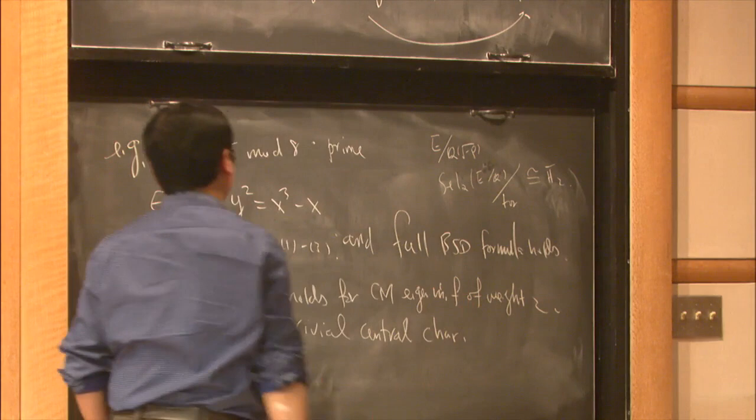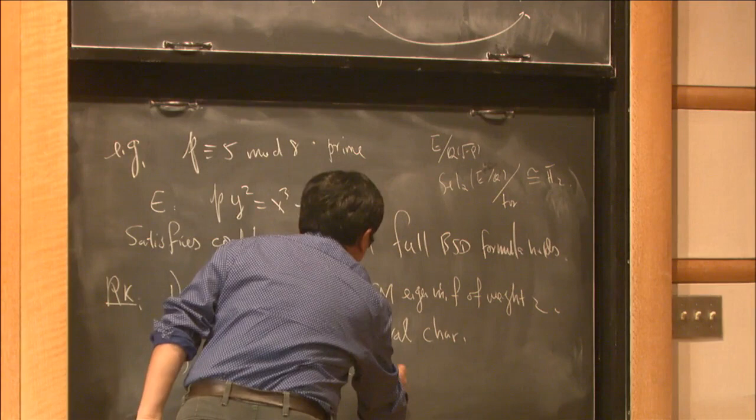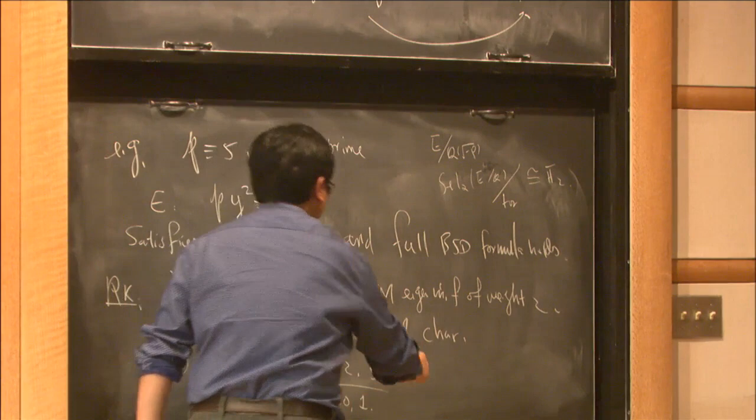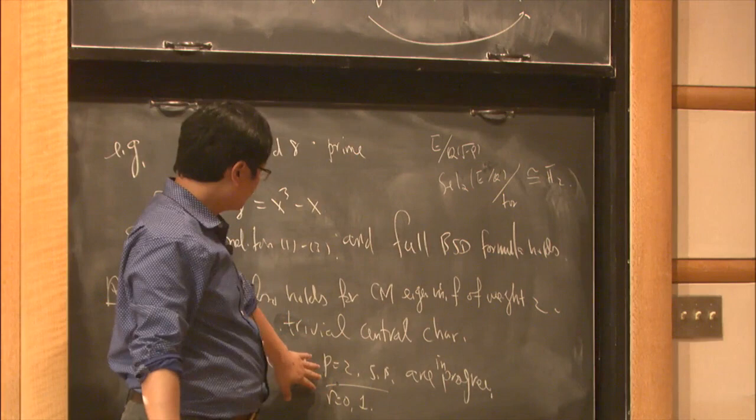And the second one: this is the same case with p equals 2 and supersingular, and for both rank equals 0 and rank equals 1 cases. So we are working on it, it is in progress. For example, for this rank 0 case for p equals 2, I'm doing some joint work with John Coates for this ordinary case.